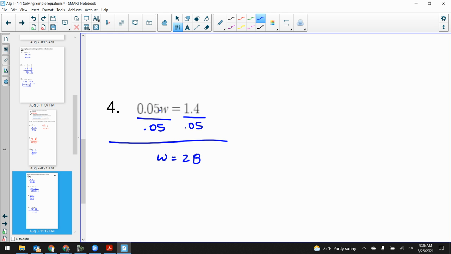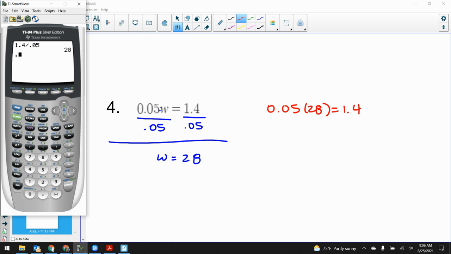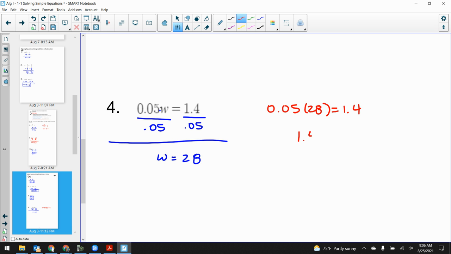So maybe it might be a good idea to check our answers. 0.05 times 28. Is that truly equal to 1.4? Let's check it. 0.05 times 28. Oh yeah, that is 1.4. I guess that checks out. So I do get a bigger number. That's totally okay. Whenever you divide by a small decimal, it actually increases the size of the number. Good.